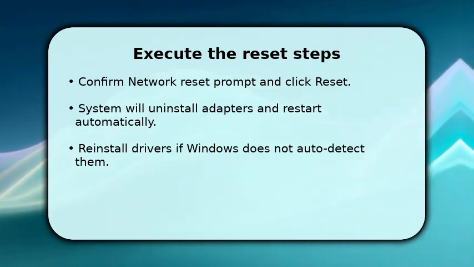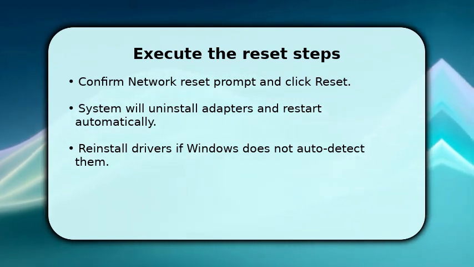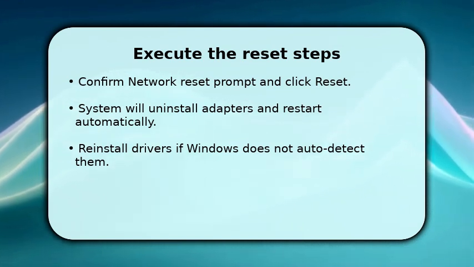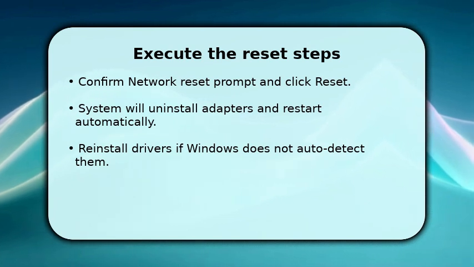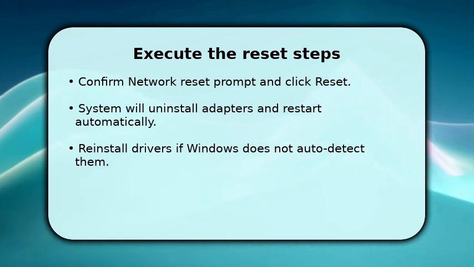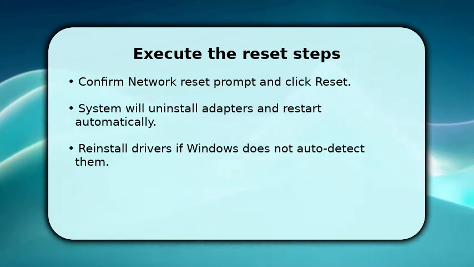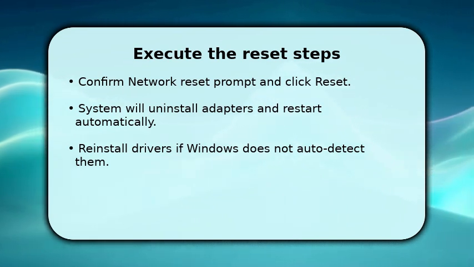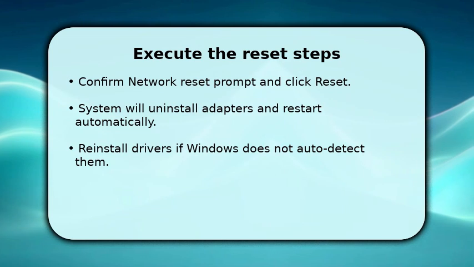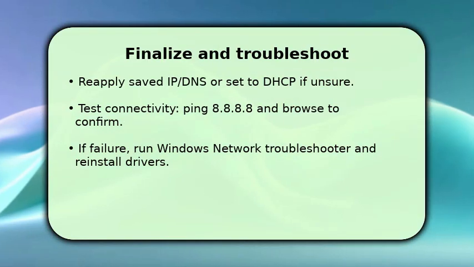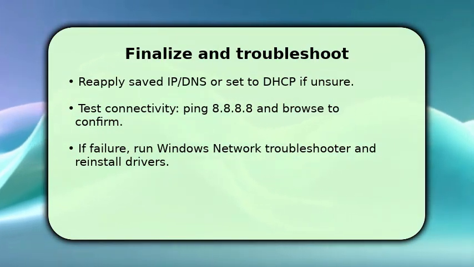Let it reboot fully. After reboot, Windows usually reinstalls drivers. If adapters remain missing, open Device Manager and scan for hardware changes or manually install drivers from the manufacturer. Make sure Wi-Fi is enabled and airplane mode is off so the adapters can reconnect. Once the system is back, reapply any static IP or DNS settings you saved, or choose DHCP to let the router assign addresses if you want simplicity.